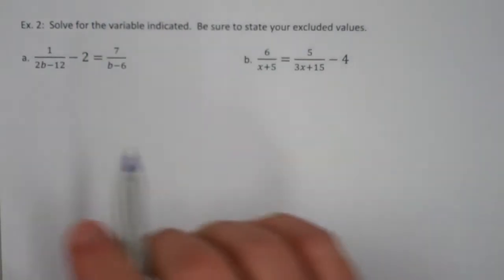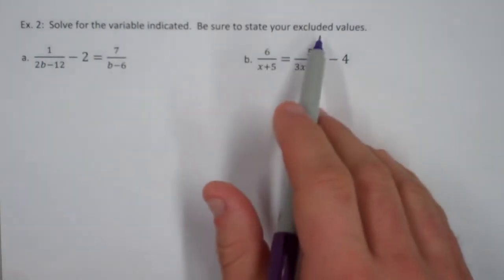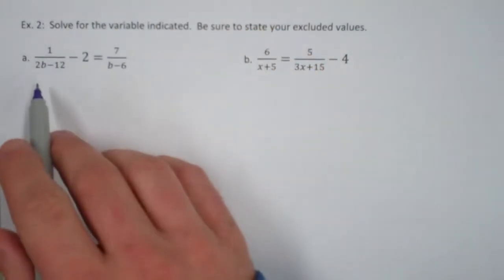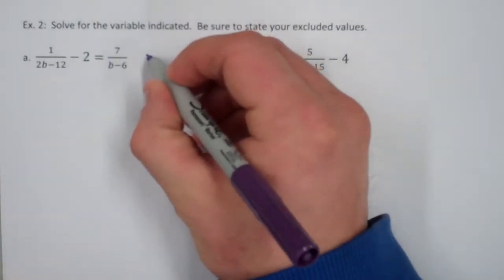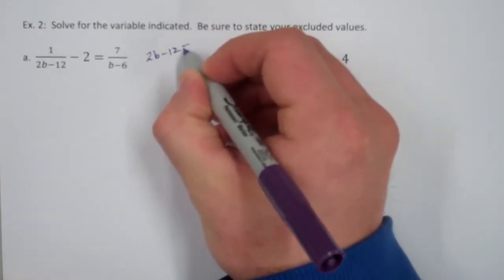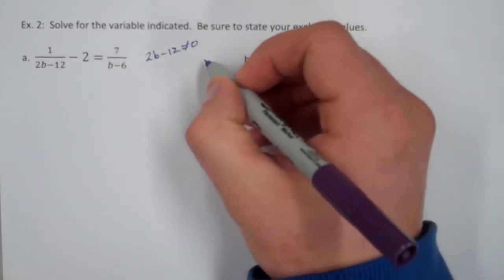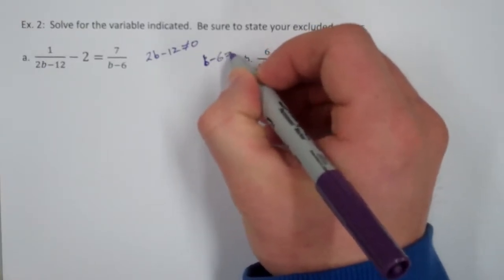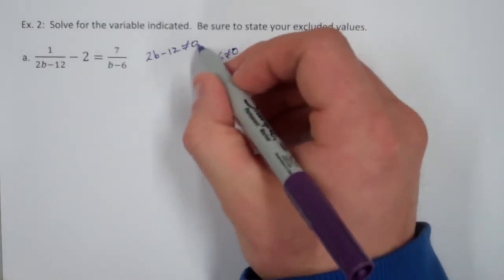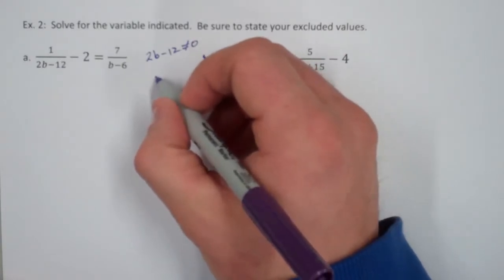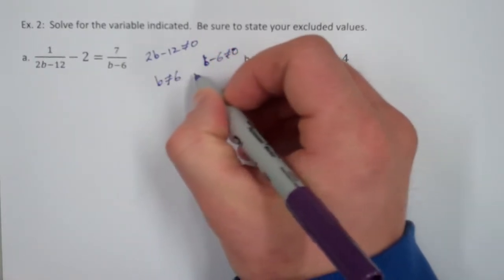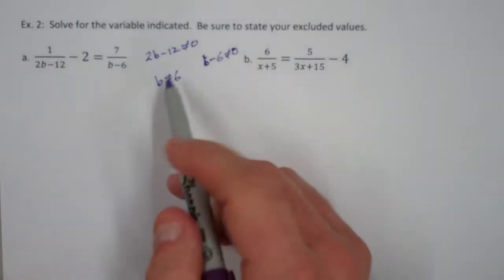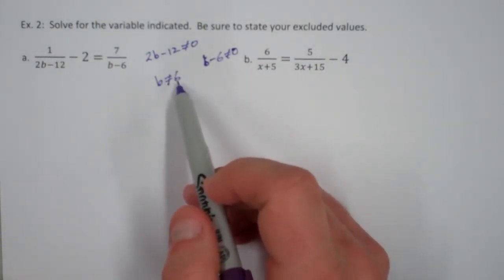In example 2, we need to solve for the variable indicated. We want to state our excluded values. So our excluded values here are simply the values that make the bottom of any fraction 0. So we've got 2b minus 12 cannot be 0, or b minus 6 cannot be 0. Solving this one, we'll add 12 then divide by 2, so b cannot be 6, and then we'll add 6 here, and we get actually the same excluded value. So b cannot be 6.